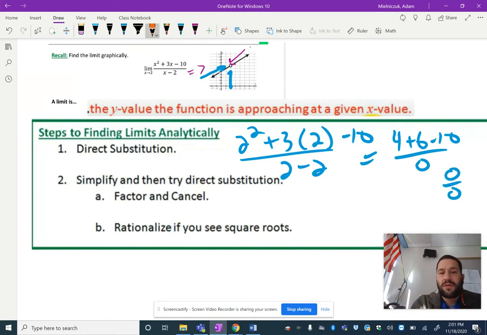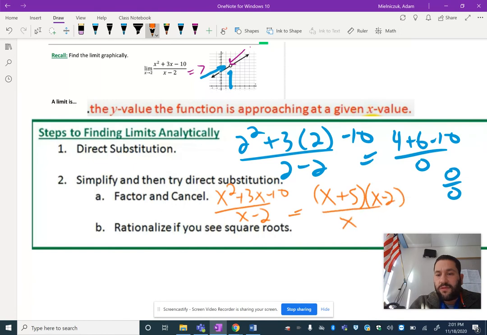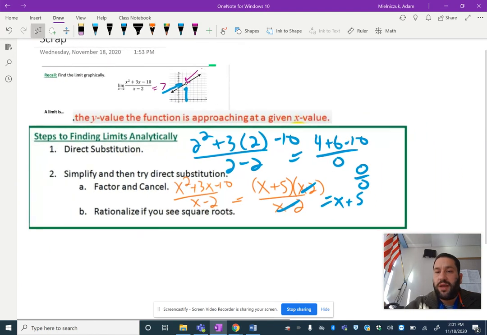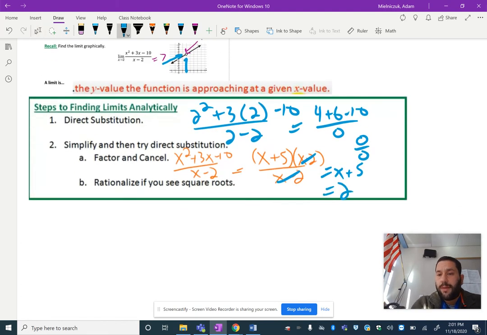But sometimes if we were to factor this, if we took x squared plus 3x minus 10 over x minus 2, and we factor that to, let's see, what multiplies to negative 10 and adds to 3. That would be x plus 5 times x minus 2 over x minus 2. Okay, then we see these cancel. So we did our factor and cancel. All we're left with is x plus 5, which if we put in 2, look what we get. We would have gotten our answer a different way.